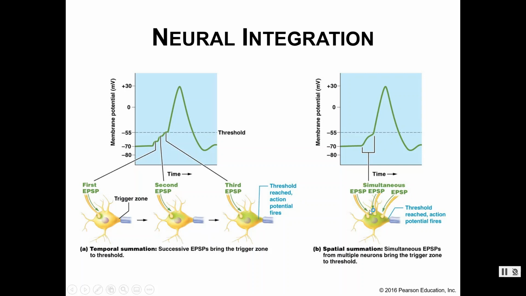Now, spatial summation. Instead of one presynaptic neuron talking to a postsynaptic neuron, in this example we've got 3 presynaptic neurons all sending signals at the same time. Threshold is reached, and it's reached much faster, and you can see that the slope of this is much greater. There are no little baby steps in between, it's just one giant step.